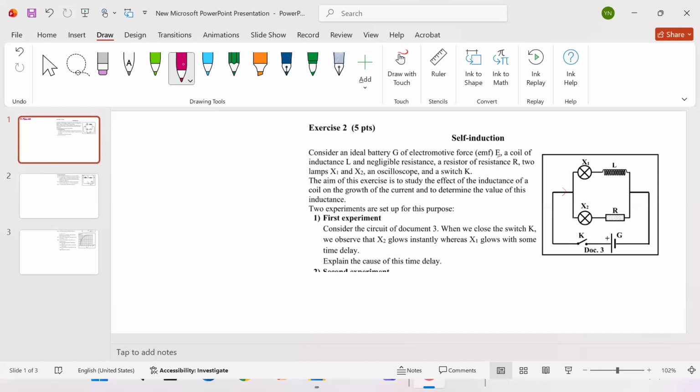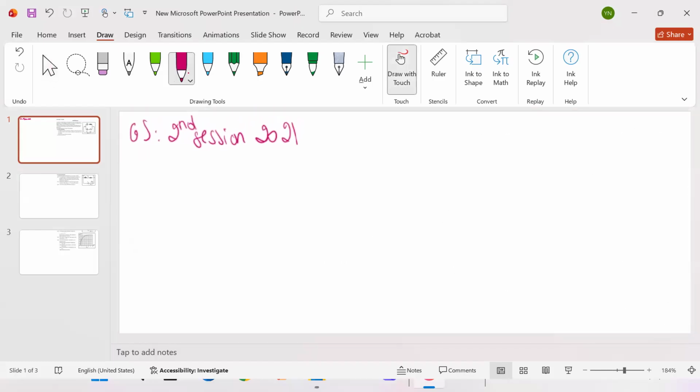Now, how can we explain that? We simply have to say that we have a generator, and I will write that. When we close the switch, the current will increase. This increase will create a variable self-flux, because as we already know, the self-flux is equal to L i. So if i is increasing, the flux will increase and the other way around.